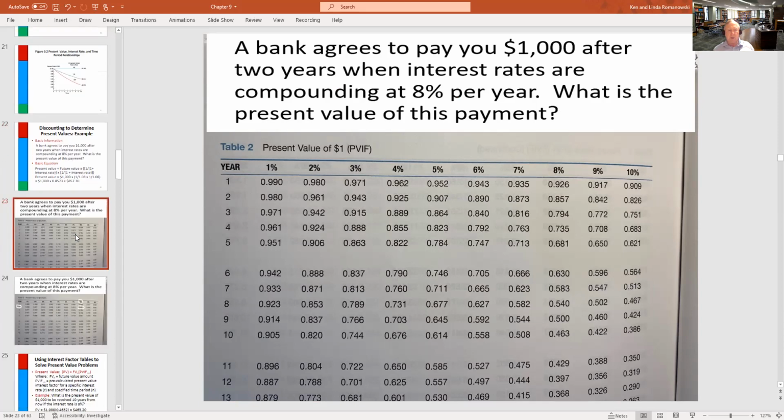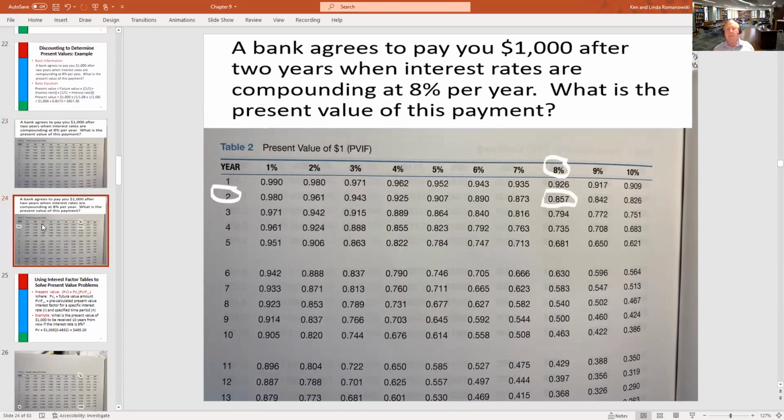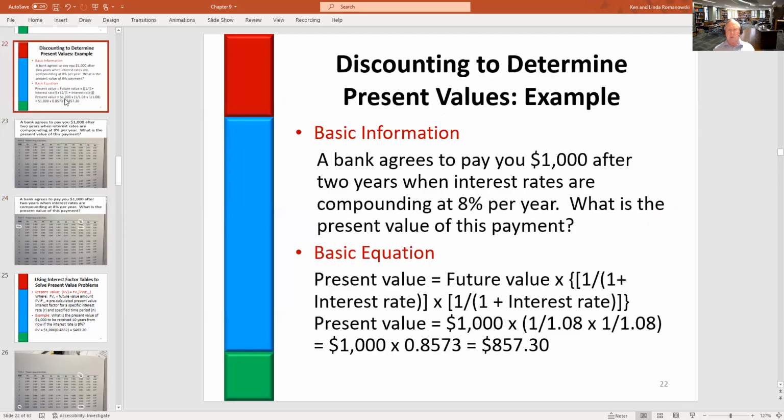All right, how do you use this chart? Okay, we know that we have an interest rate of 8%. We know that we have a 2-year period. So the 2 years are on this vertical axis over here. On the horizontal axis, we go to 8%. The two numbers meet at the factor of 0.857. So you multiply the 0.857 by the $1,000 and you get $857.